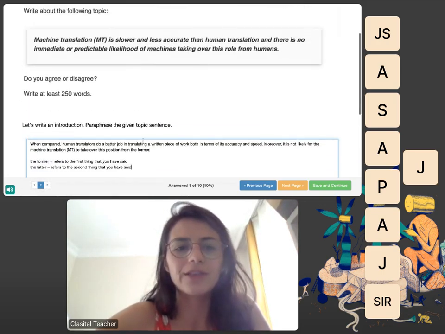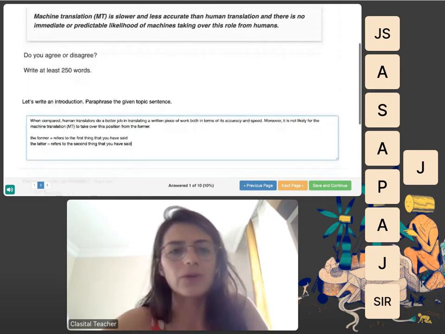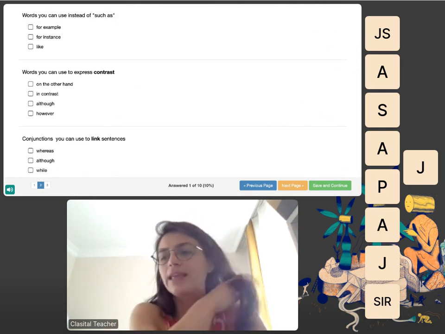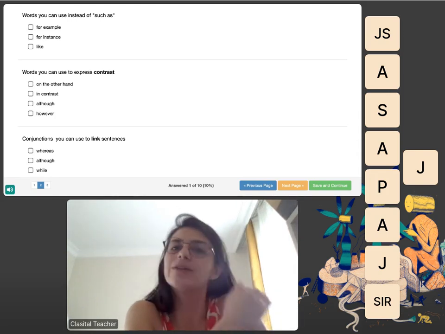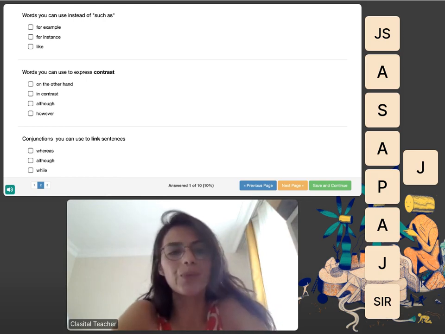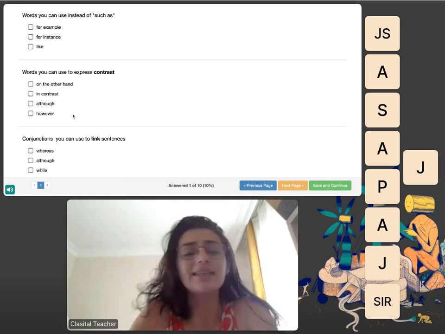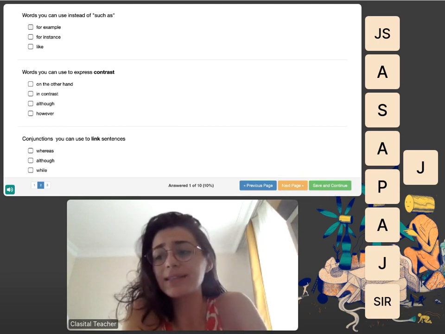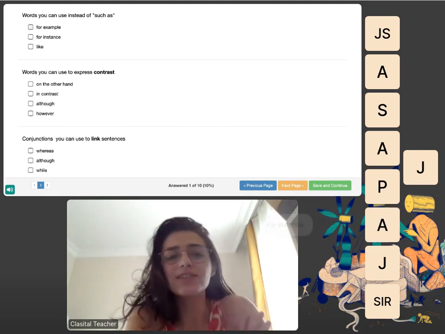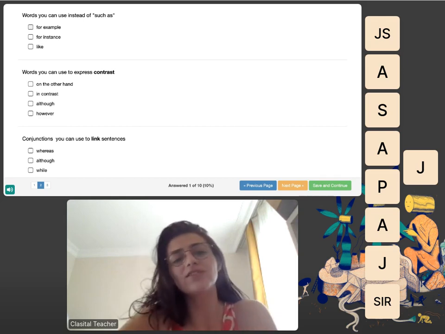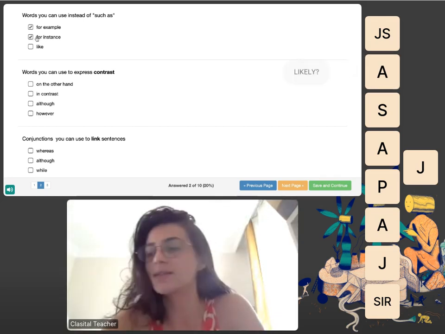So what could we use instead of such as? Such as basically means that we're giving an example to something that we've said previously. If it's an example, basically we can use all three: for example, for instance, and like, because they all provide examples. But I wouldn't suggest you choose like, because like is not that academic and doesn't always mean the same thing as such as. So I would suggest you use for example and for instance.